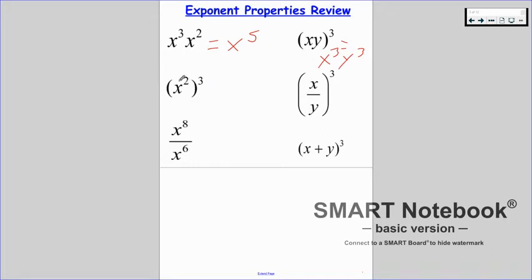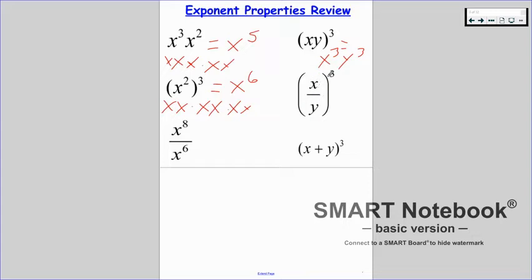The next one here, I've got x squared to the 3rd. So we just did that one. That's where I'm going to multiply the exponent. And again, if you forget these, remember what this means. We always say when in doubt, write it out. This means up here, x times x times x times x times x. So that's how we get x to the 5th. This one means x squared times x squared times x squared. And that's how we can get x to the 6th.